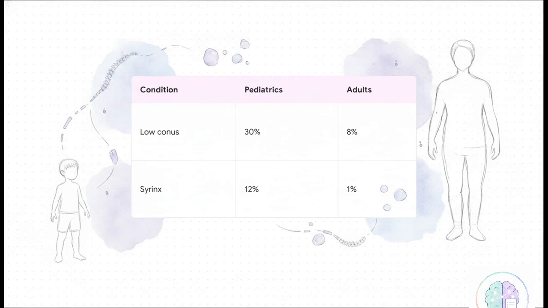This data really drives home the age disparity we were just talking about. Just look at the stark difference between pediatrics and adults when we look at associated findings. A low-lying conus pops up in 30% of pediatric patients with FTL, but only 8% in adults. A syrinx? Found in 12% of kids, but merely 1% of adults. It's definitive proof that these associated and, frankly, often more severe findings are vastly more prevalent in our younger patients.